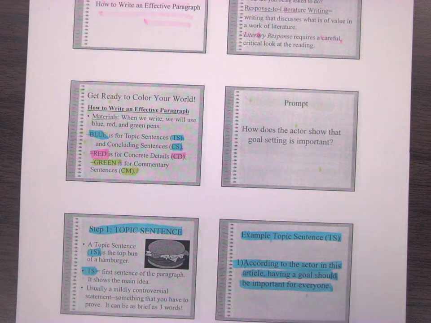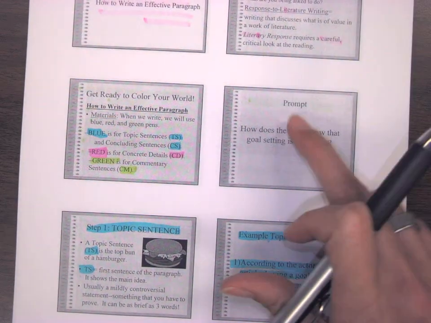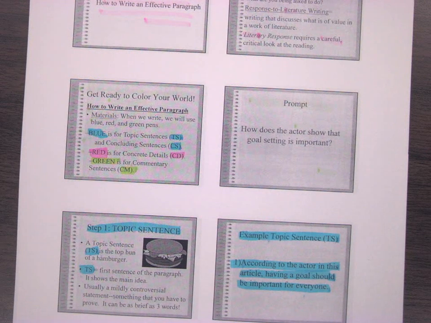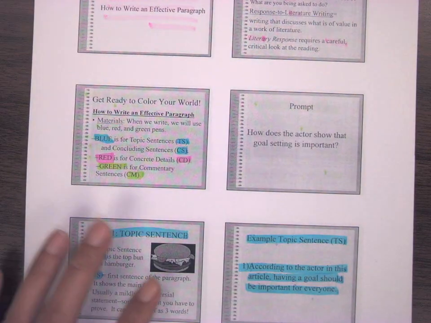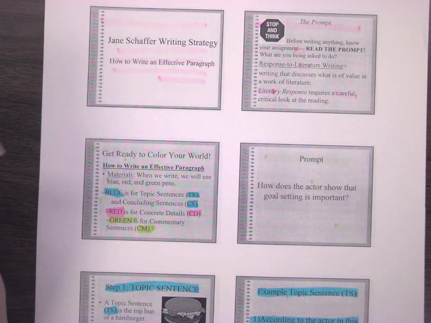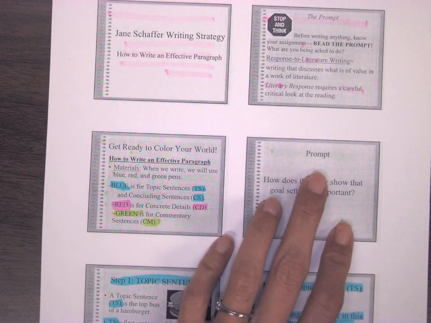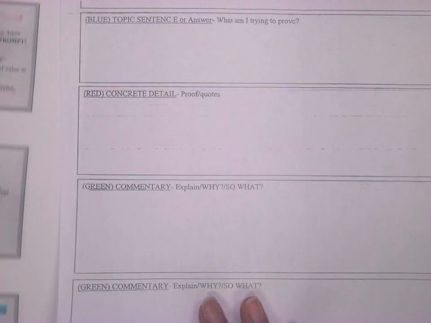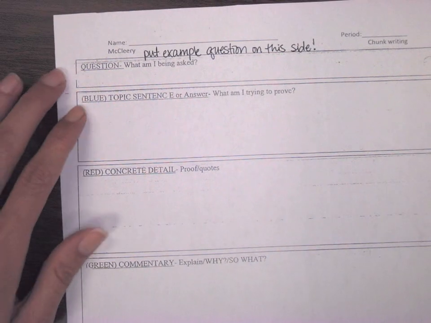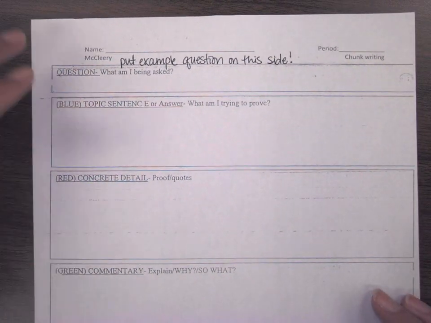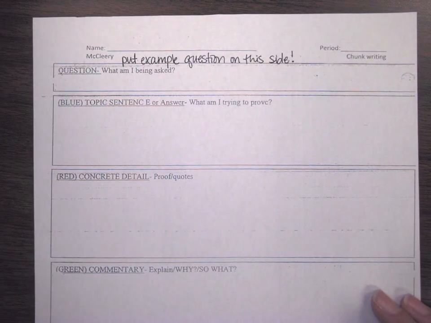All right, so now that we know our prompt, now that we know our question, we're going to go ahead and start answering that question using the Jane Schaefer or color writing method. Okay, so our first step is to actually write down this question. So we're going to go ahead and write down the question right here in the very first box where it says question.